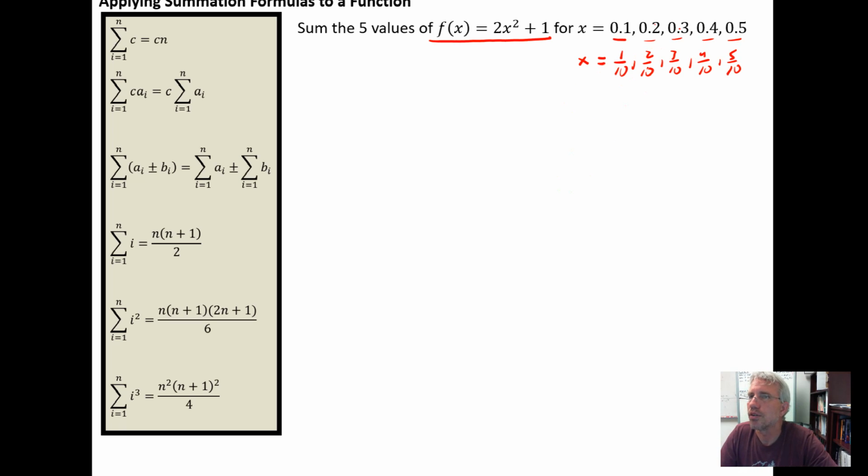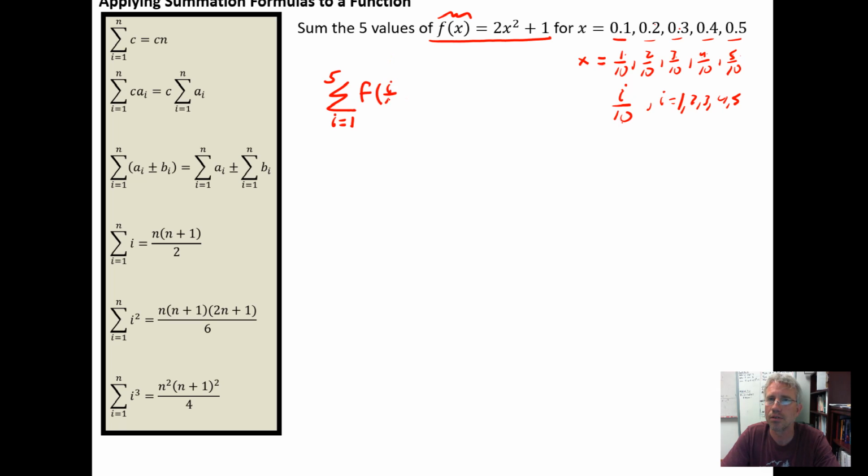5/10. I look at the denominator here, it's a constant 10, but the numerator is incrementing by 1: 1, 2, 3, 4, 5. So I really want to look at this as being i over 10, where i equals 1, 2, 3, 4, 5. So in summation notation, to take the sum of the function evaluated at each of these values, I'm going to take the sum from i equals 1 to 5, because I'm running from 1 to 5 in the numerator position, but I'm going to evaluate my function f at i over 10. And that'll let me run through the numbers 1/10 through 5/10.